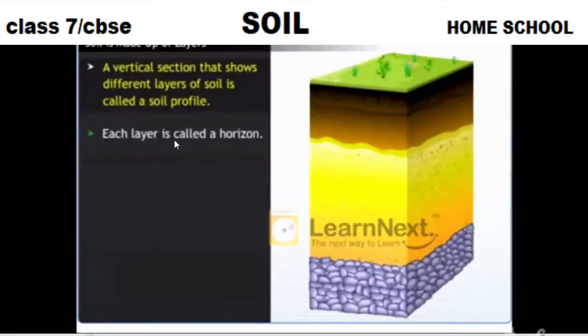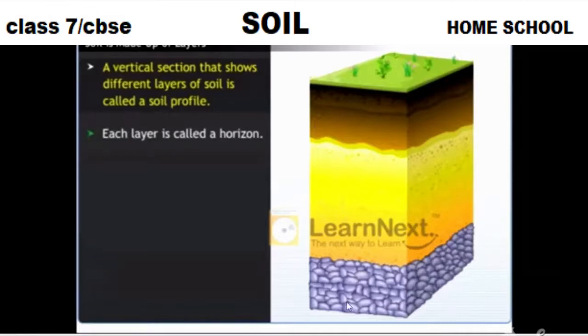So what actually is the definition of soil profile? A vertical section, like when you cut the soil in a vertical way, in a long way. Just observe a pit or a big hole that you are digging. When you look at the hole, you see different layers, and those different layers are called the soil profile.